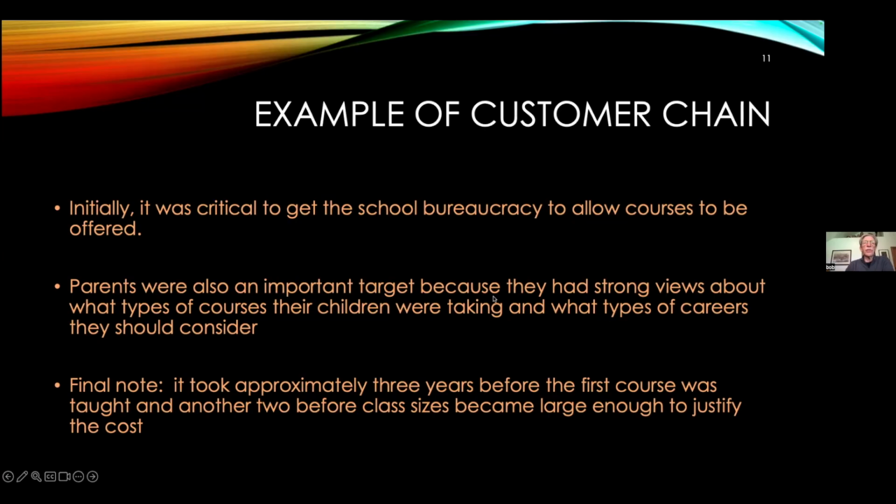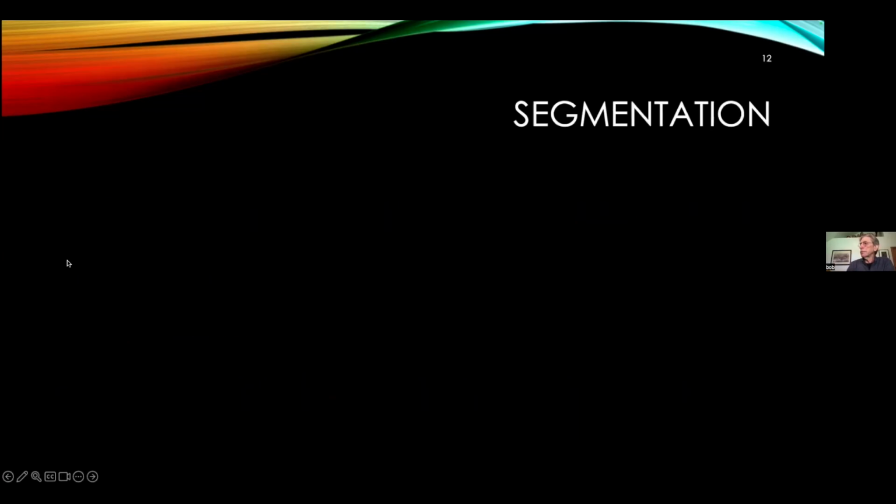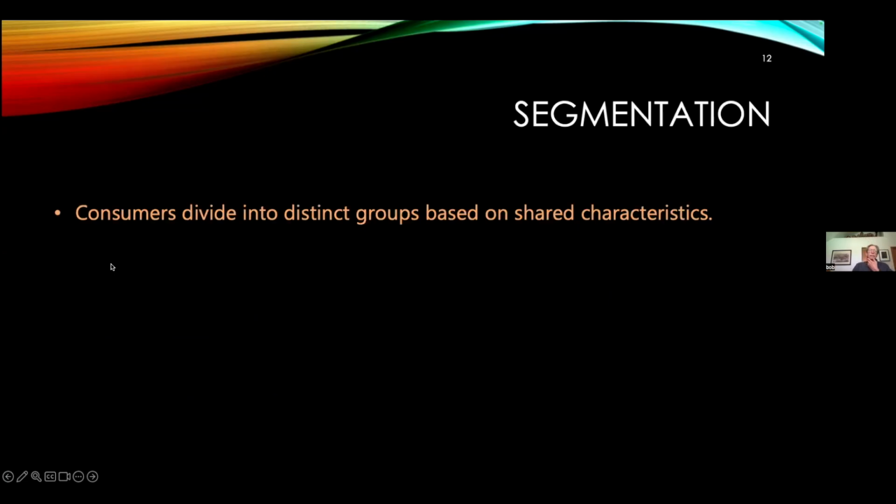And the woman who was the executive director was in sales at Dow Chemical and BASF, and really did have an understanding of how you have to market a product like this or a service. Segmentation. This is a cornerstone idea in marketing.